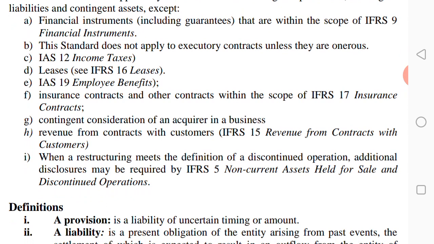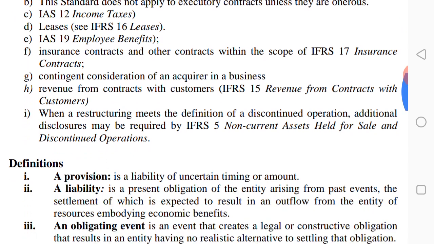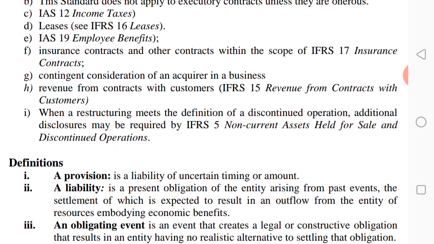So all these standards talk about their provisions specifically, so you use their standard. For example, IAS 19, employee benefits. Employee benefits also talk about provisions, but we provide for employee benefits and the measurement using IAS 19. And we have insurance contracts. Insurance contracts also provide for some provisions under that standard, so we also use that standard.